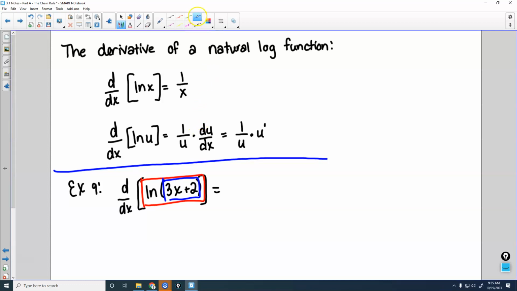du over dx, this would be the derivative of u, whatever is that inside piece. Also, u prime is the same. That's just two different ways of writing the same thing.